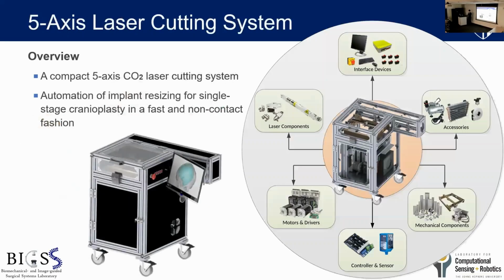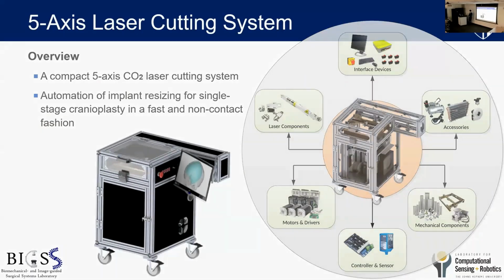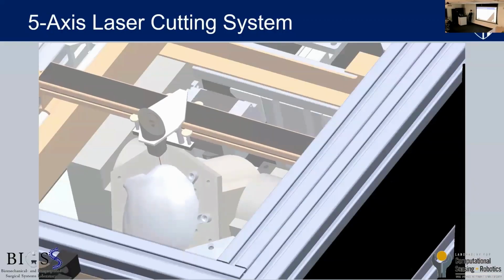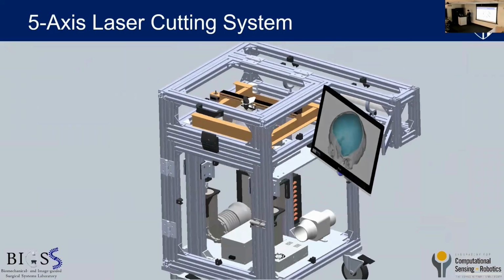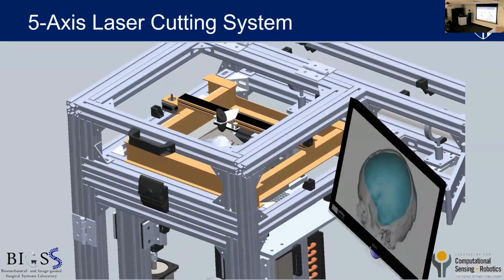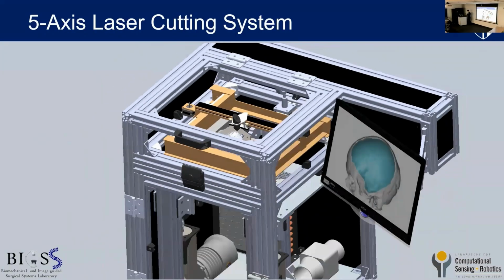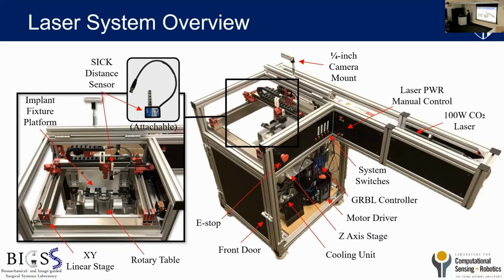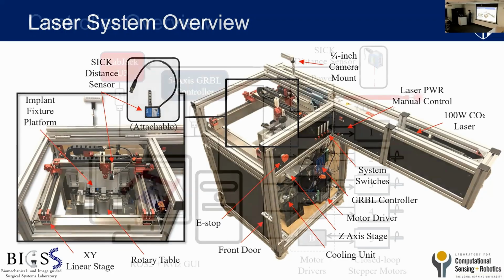And this is the design of the system. It consists of different components. It has 3 translational linear stages that provide 3 translational motions, and the rotary table that's holding the implant, providing 2 rotational motions. And this is the hardware overview of the system. A 100 watt CO2 laser is used, and we also have a distance measuring sensor that can be attached next to the laser head for registration purposes, which I will introduce in the following slides.